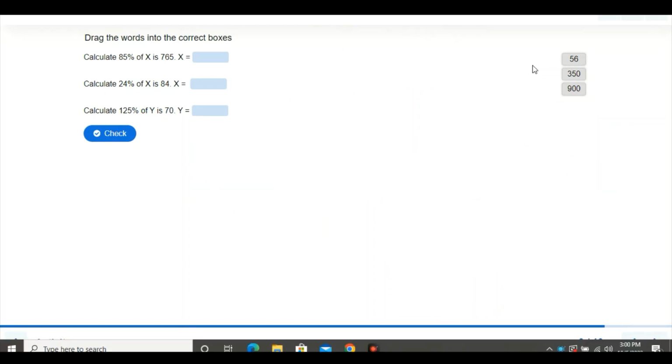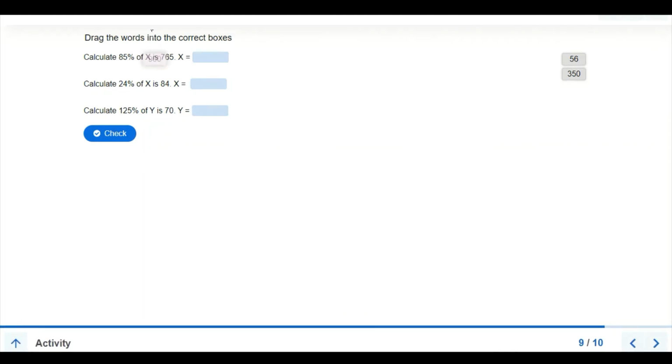So let's drag in the appropriate answers. For this first one, our answer is 900. For the second one, our answer is 350. And for this one, our answer y is going to be 56. So let's check. We are right based on the calculation. This is going to be the end of this topic A.